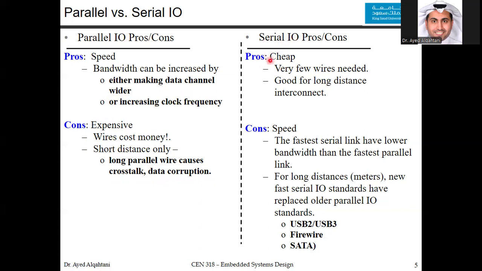which is that the serial I/O is cheap. It needs very few wires. For example, the USB needs at most 4 wires. It's good for long distance interconnect.